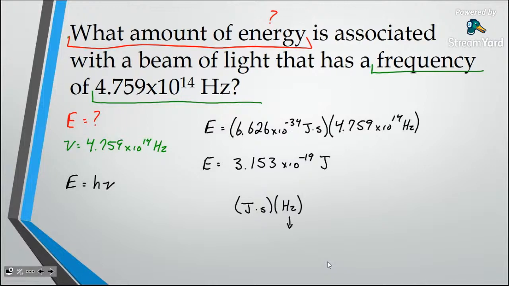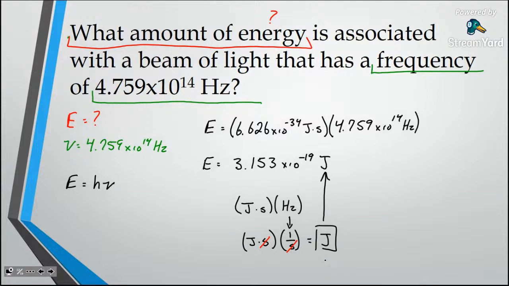Until, again, you realize that hertz is 1 per second. So I have joule seconds times 1 per second. As a result, seconds in my numerator cancel seconds in the denominator, and I'm left with joules times 1, or simply joules for the units of energy. Okay? So if ever you're asked to derive the units, this is the process that you would take.